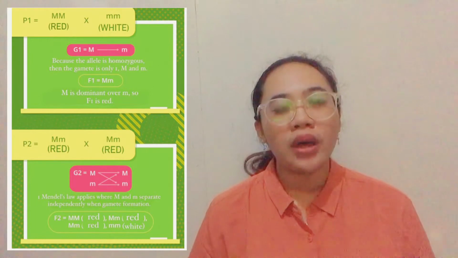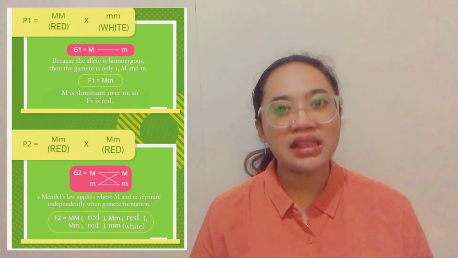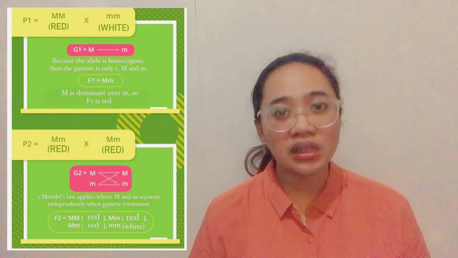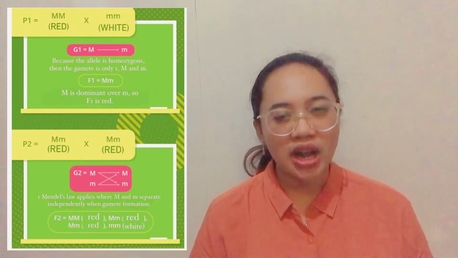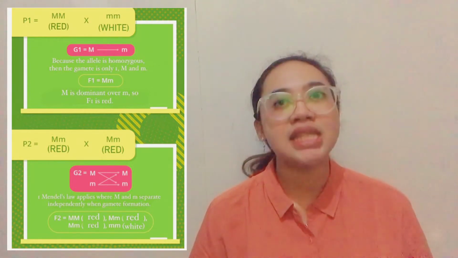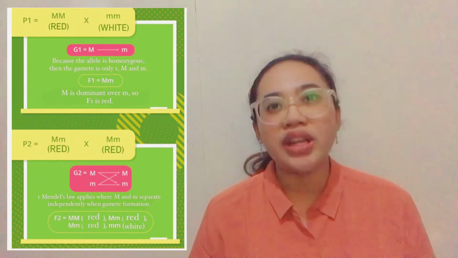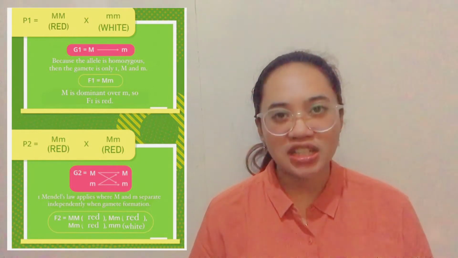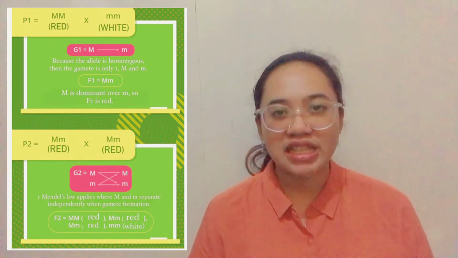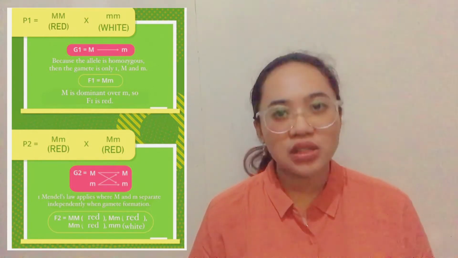P2, Mm is red and Mm is red. Mendel's first law applies where M capital and m lowercase separate independently during gamete formation, and the F2 is MM red, Mm red, Mm red, and mm white.